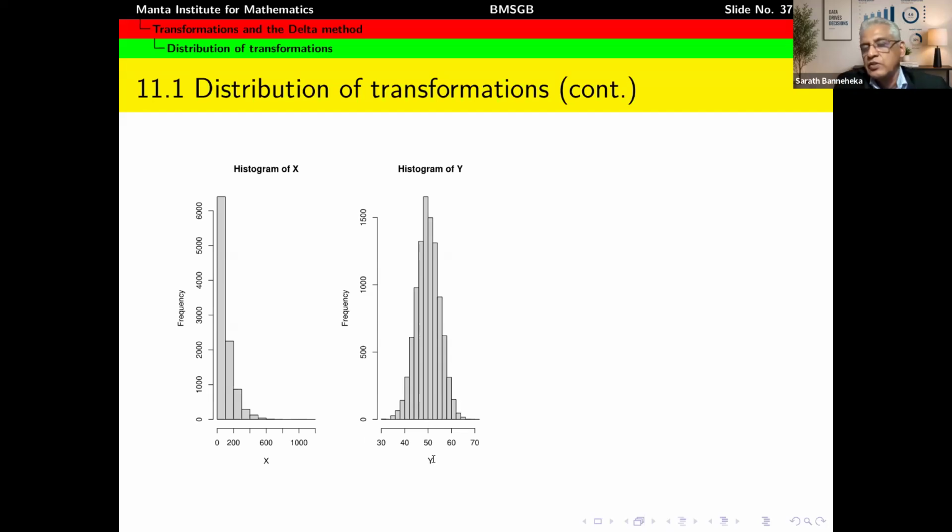You can see that this is not a proof. This is a demonstration. You can demonstrate what happens when you apply that particular transformation to the exponential data. The data are converted into a normal distribution with mean 50 and standard deviation 5 here. So you can see that it actually works like that.